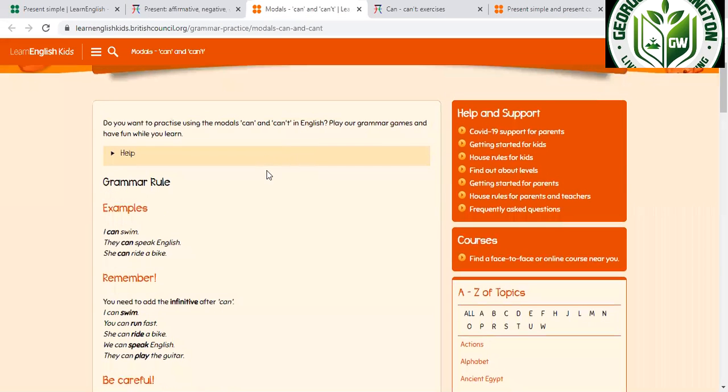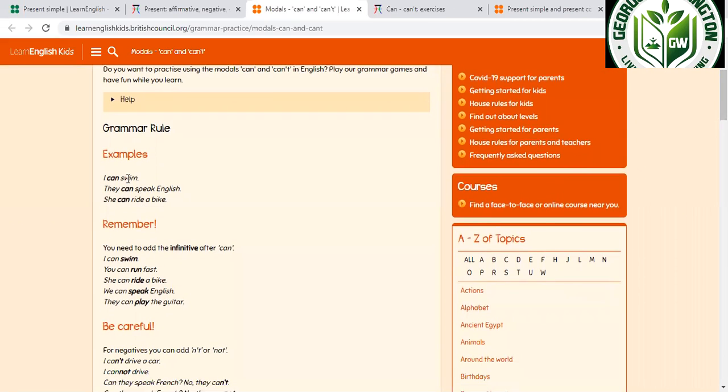Okay, so here is the grammar rule for can. Can is an ability. It's something that you can do, that you're able to do. So when I use can, it's because I'm able to do that. It's my ability. I can swim. They can speak English. They have the ability to speak English. She can ride a bike. She has the ability to ride a bike. She can do it, okay?